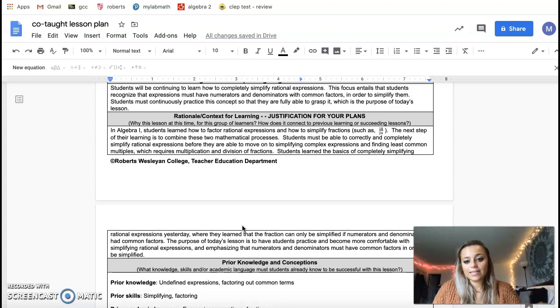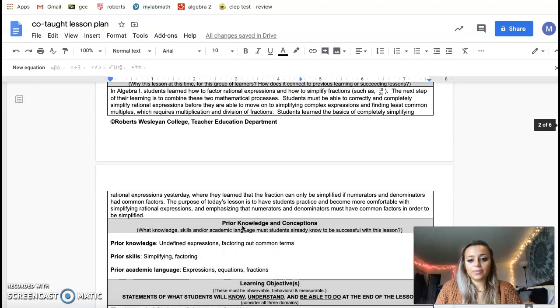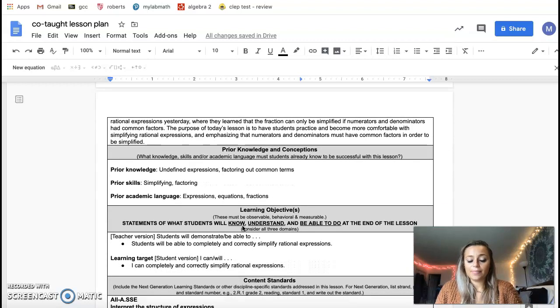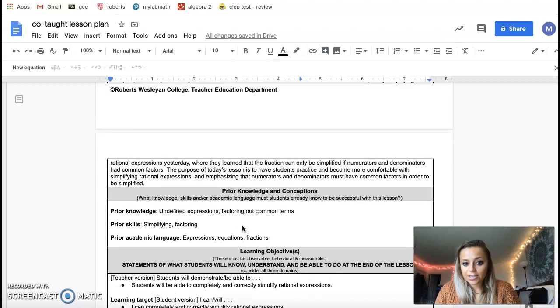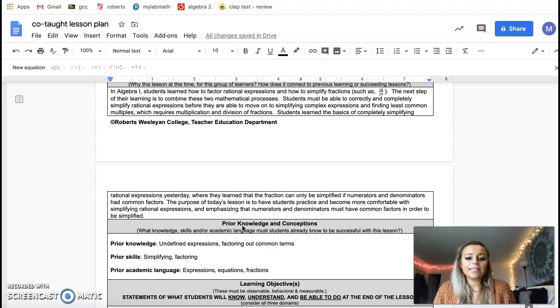They learned the basics of completely simplifying rational expressions yesterday, and they learned that the fraction can only be simplified if numerators and denominators had common factors. So the purpose of today's lesson is just to practice and become more comfortable in this, emphasizing that numerators and denominators must have common factors in order to be simplified. Pretty much they're just practicing what they learned yesterday and getting extra help from their co-teachers.